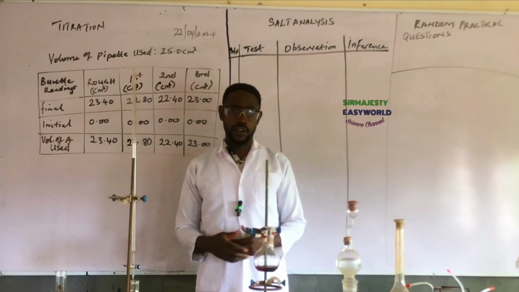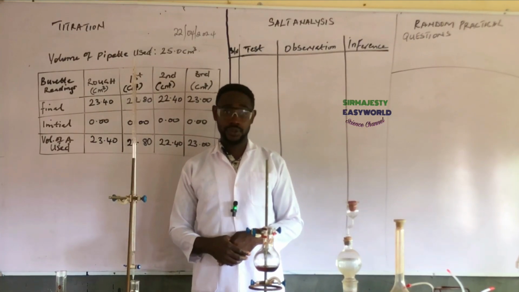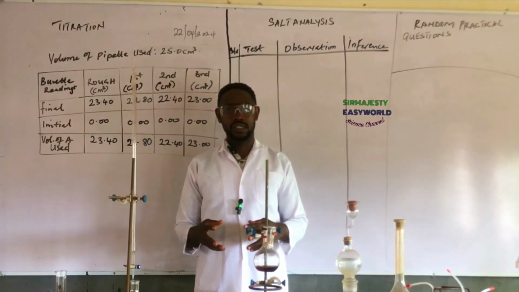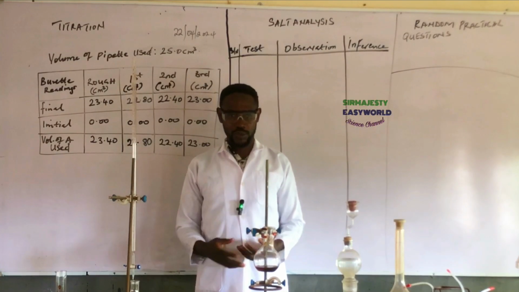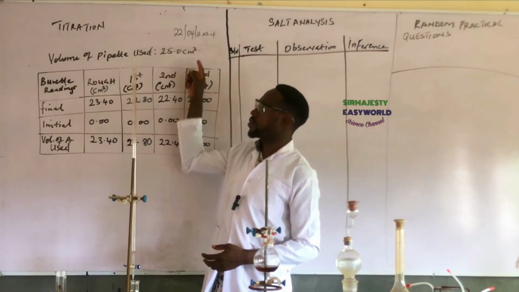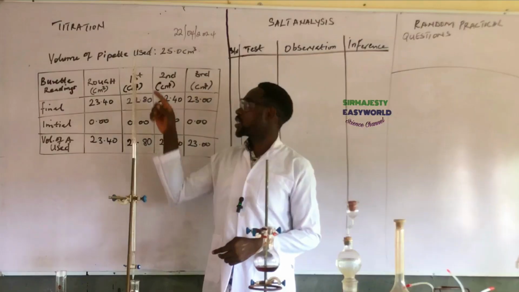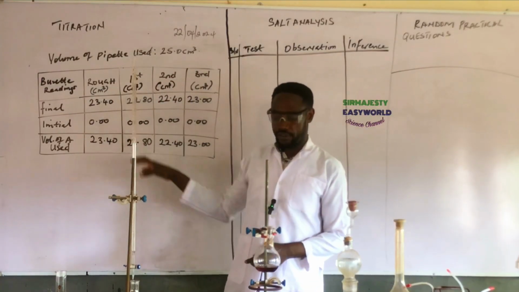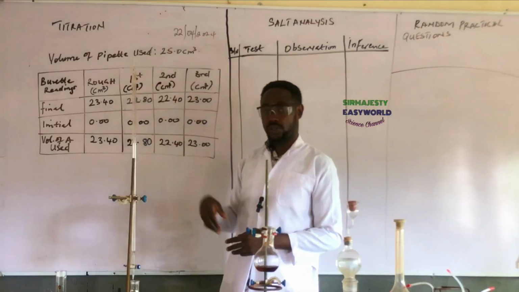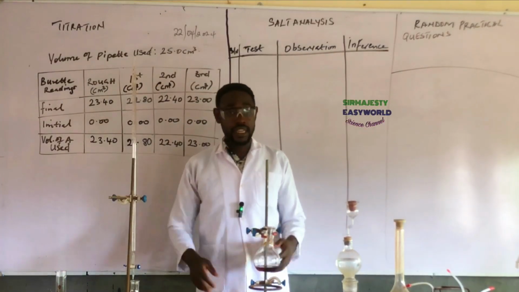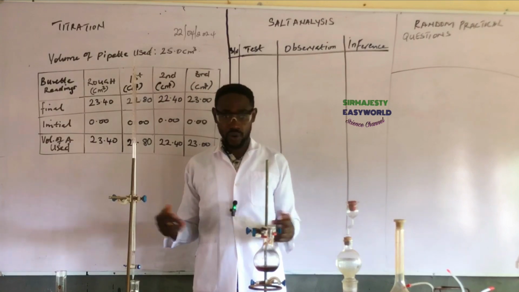We have 20, we have 25. But in Nigeria, if you use 20, my dear, you might fail, because it has become like a culture that 25 is what we commonly use. So you indicate 25.0 cm cube, because this will determine what will give you mark after you have taken your average. So when you write the volume of pipette used, some will tell you the indicator used, but that doesn't earn you any mark. It is in the past.